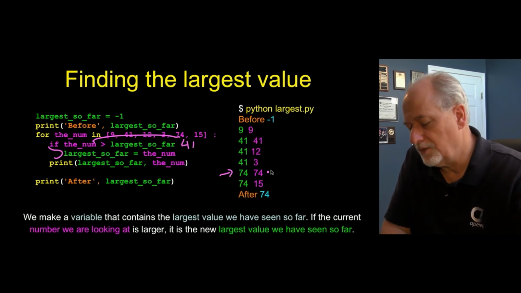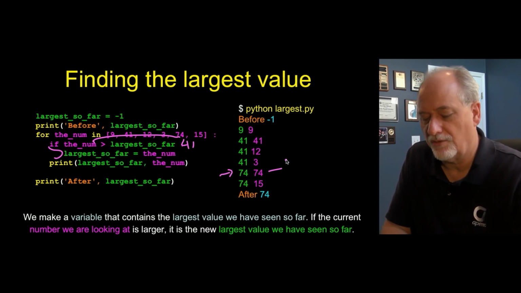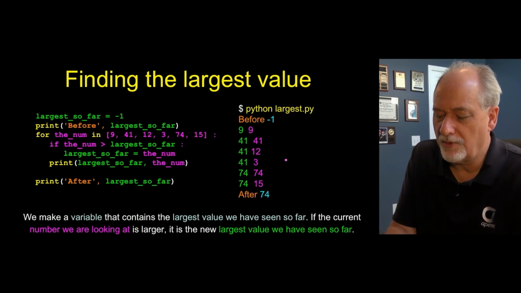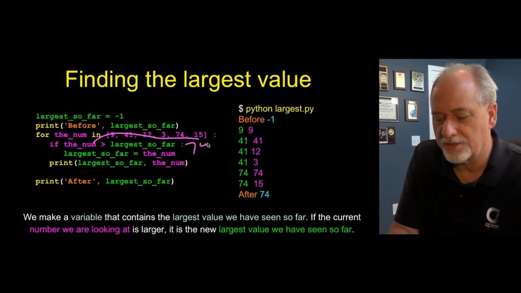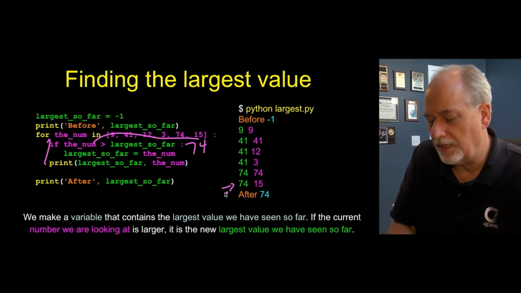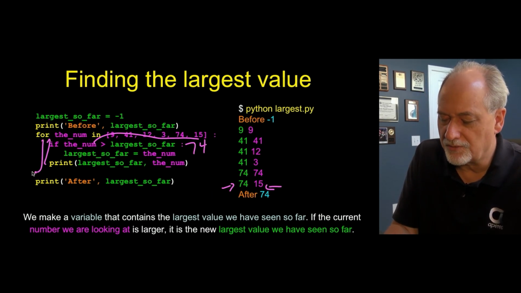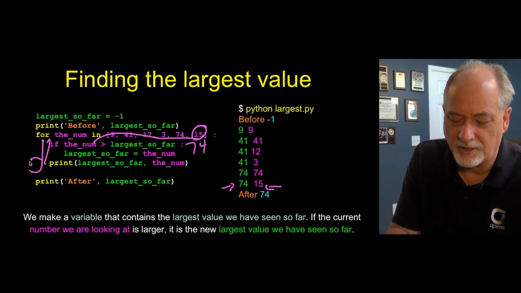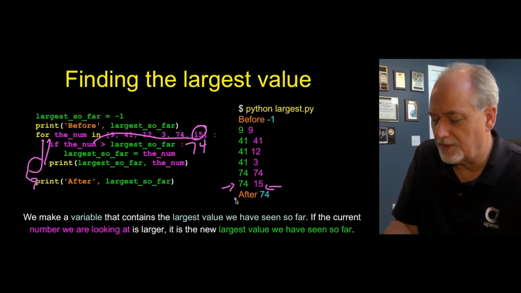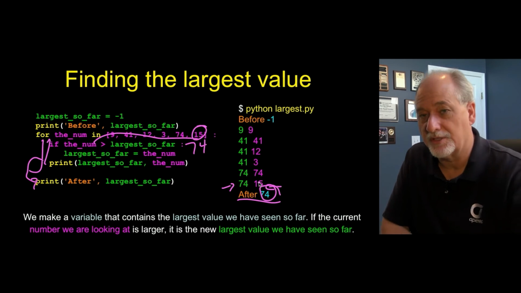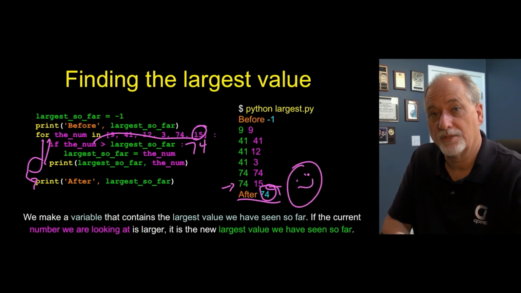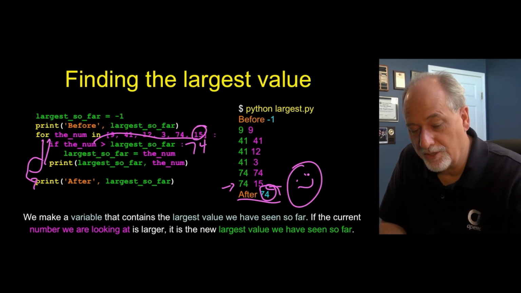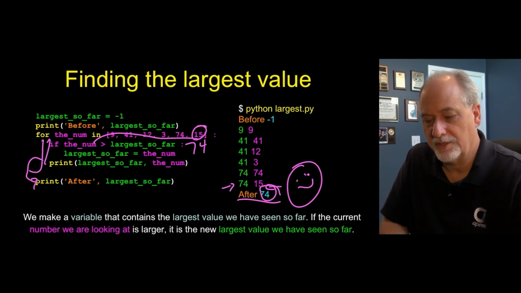So we just saw 74, and it is the largest so far. And then we run it again with 15, but 74 is our largest so far, and so it skips. So 74 remains largest so far after 15, and now we're finished because we just ran the last thing. The for loop takes care of everything and jumps to this print statement and says afterwards, largest so far is 74. But at this point, it's also the largest, right? So largest so far became largest when our loop finished.